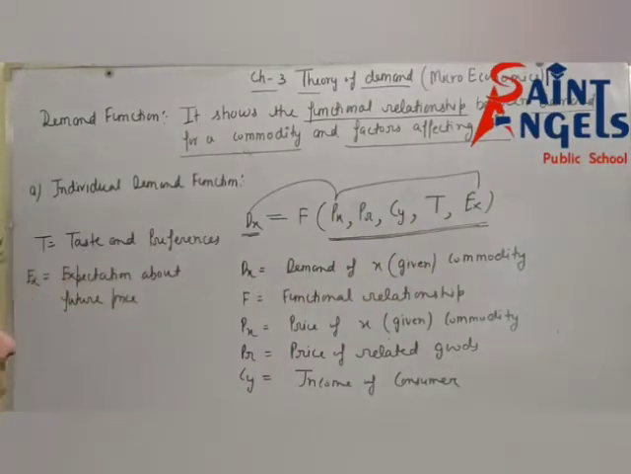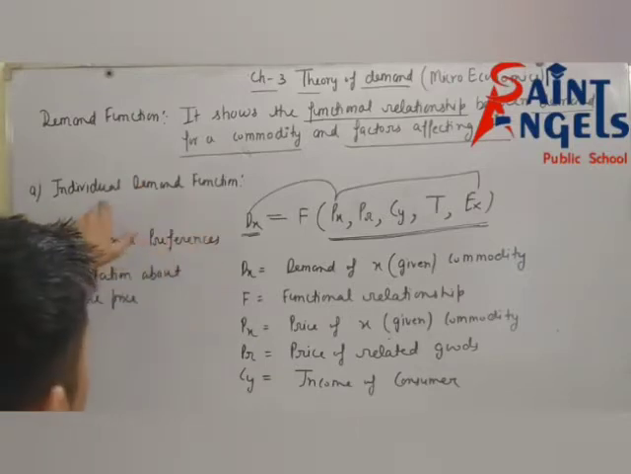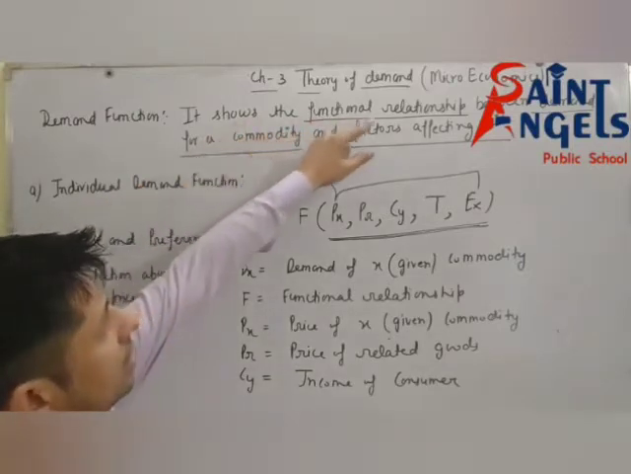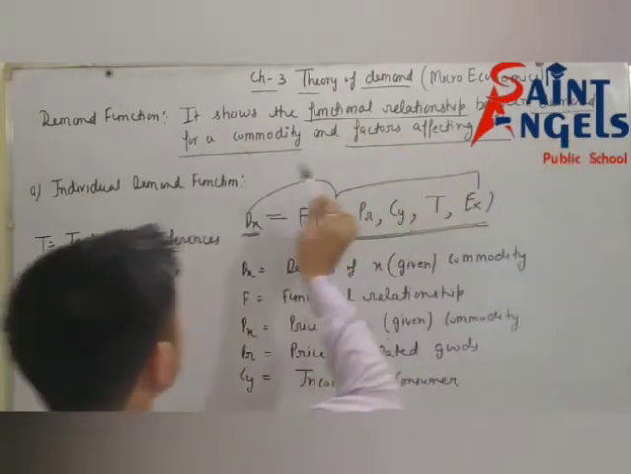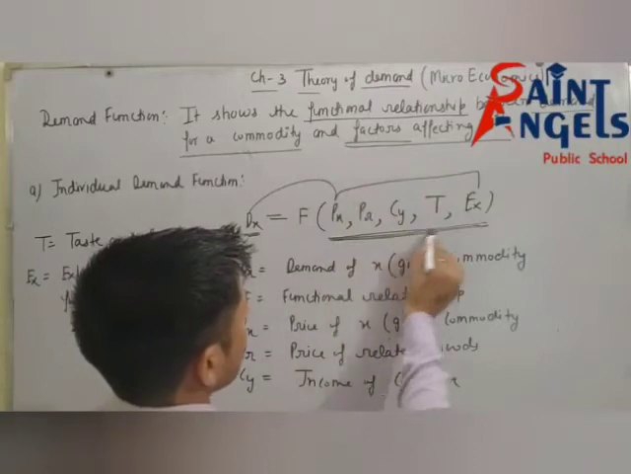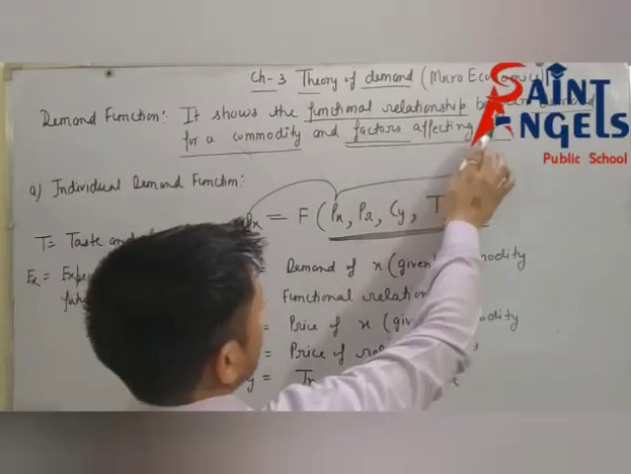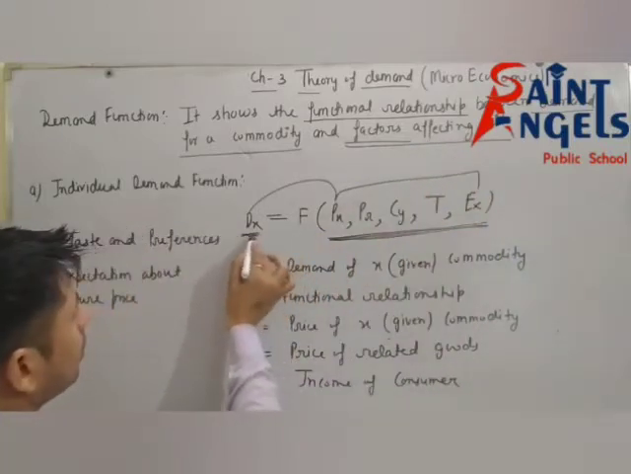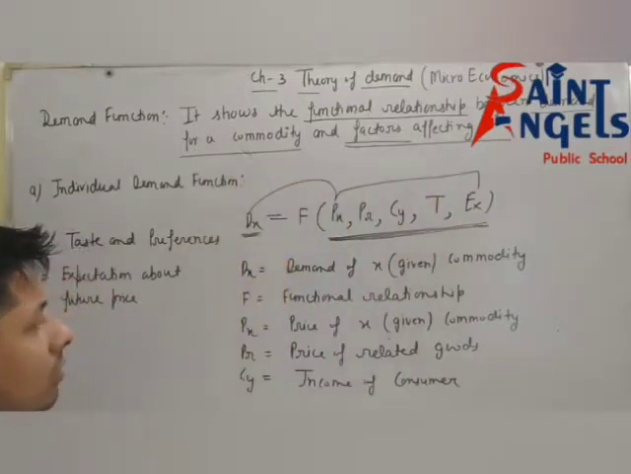I hope all of you have understood individual demand function. What is the definition? Individual demand function shows the functional relationship between individual demand for a commodity and factors affecting it. Affecting it means demand of X commodity. Please pause the video and note it down.